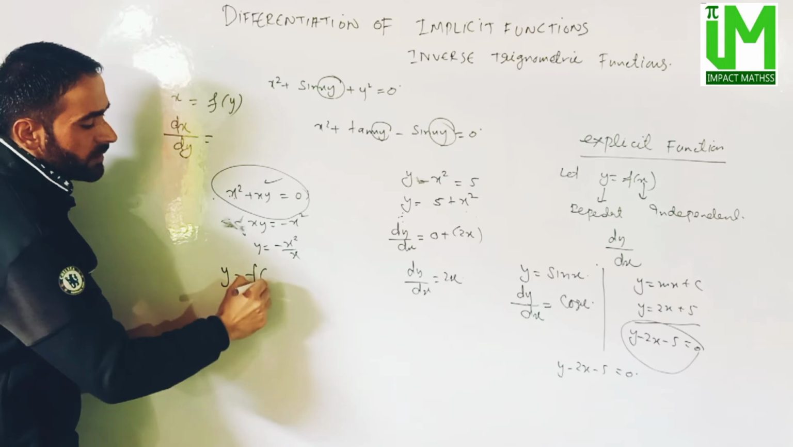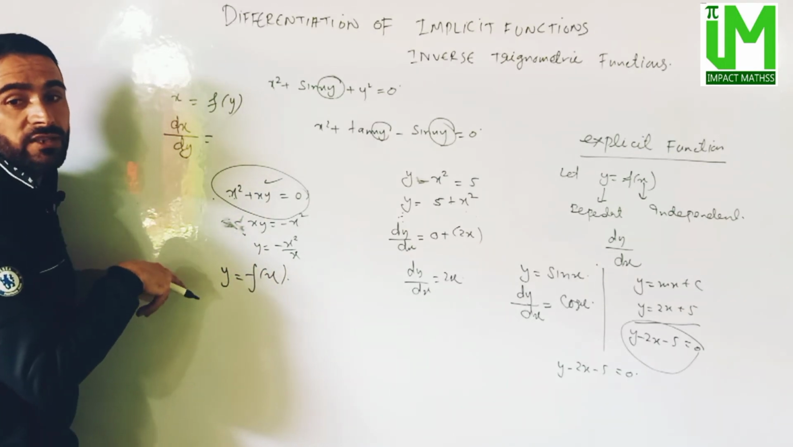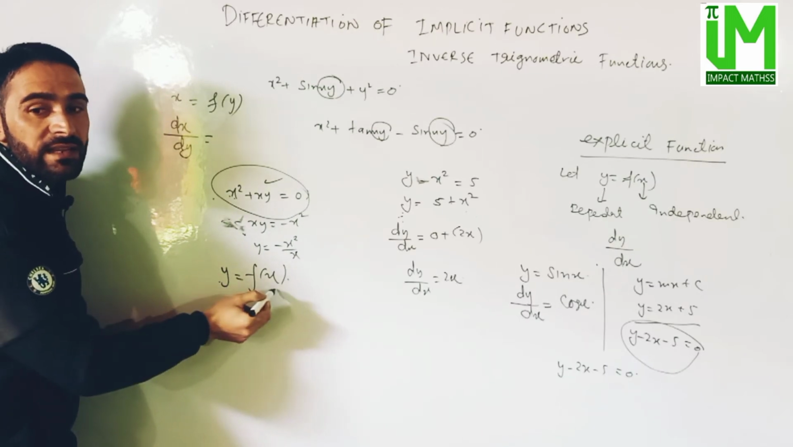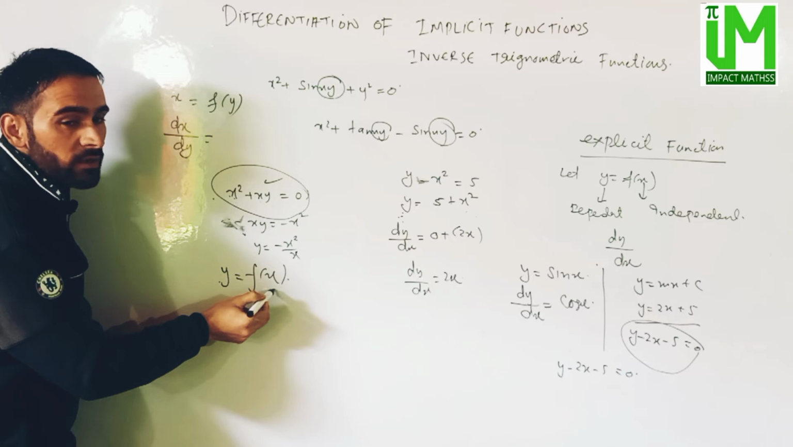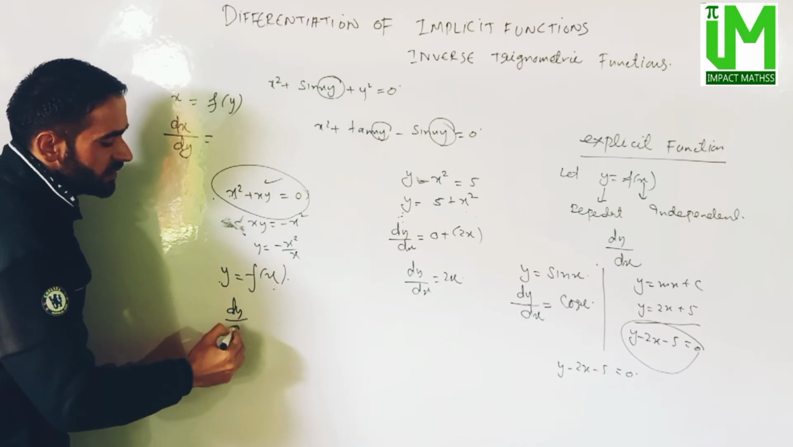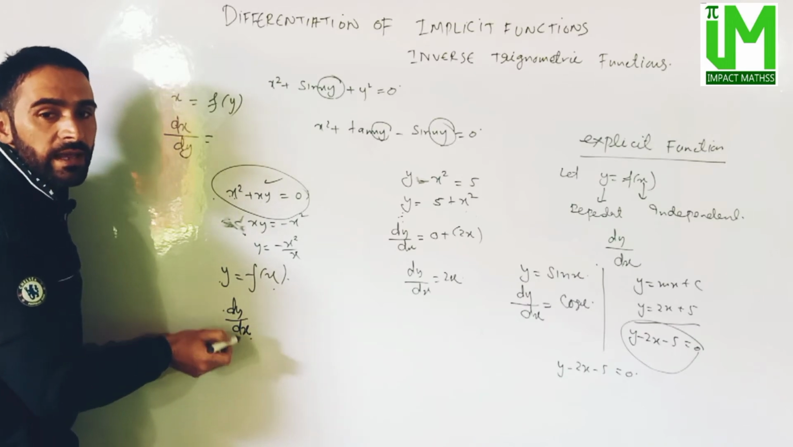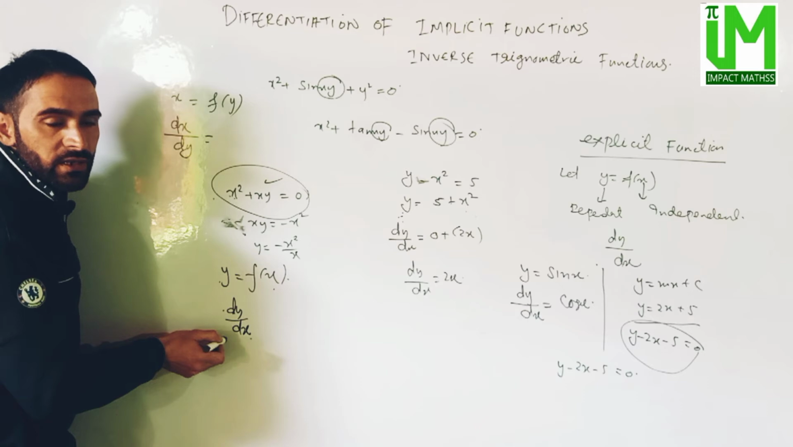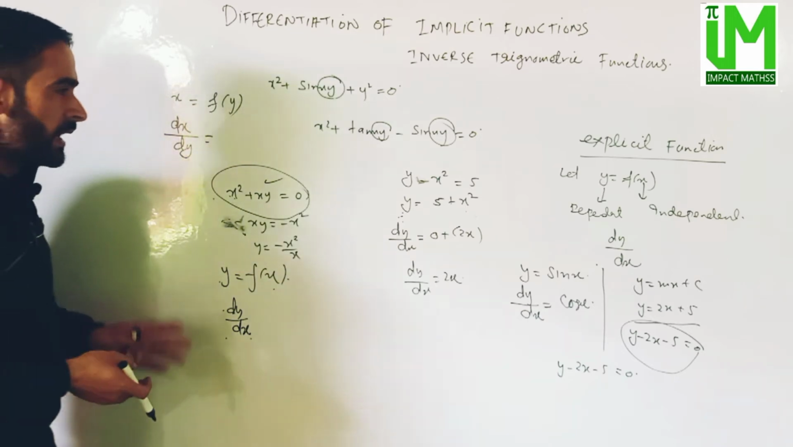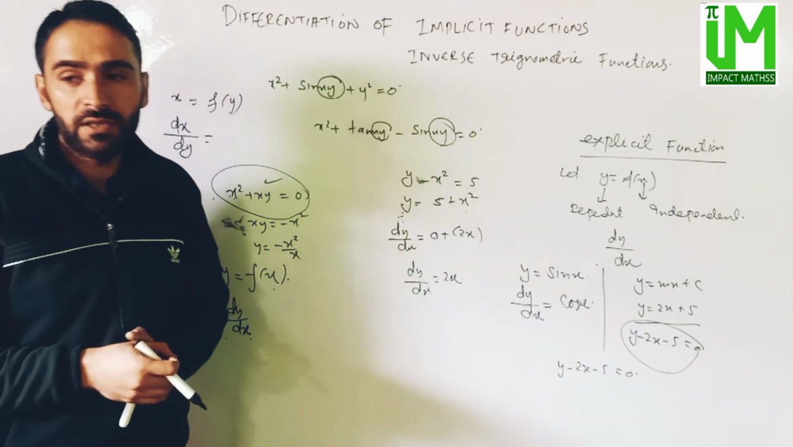Now suppose y is equal to f of x. Y is a function of x, which means y is the dependent variable and x is the independent variable. What will be the differentiation here? dy divided by dx, because y stands for the dependent and x stands for the independent variable, and we will differentiate with respect to the independent variable.